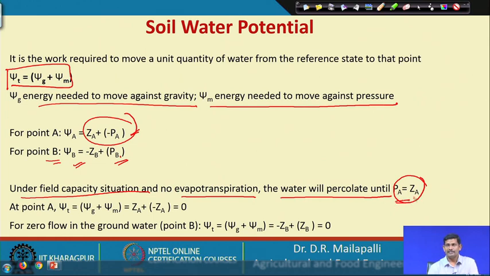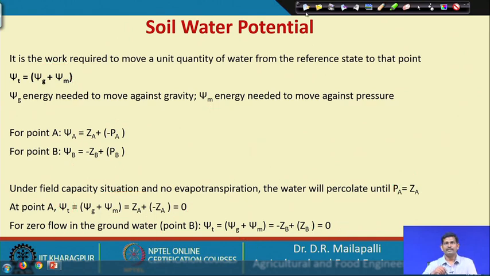So, P A is equal to Z A. At point A, the total potential is the gravitational plus the matric potential. The gravitational is Z A, plus the matric potential, which is minus P A, and since Z A is equal to P A, Z A minus Z A will be 0. Similarly, for zero flow in the groundwater at point B, you get the same thing, 0. That means at equilibrium the total water potential is 0.